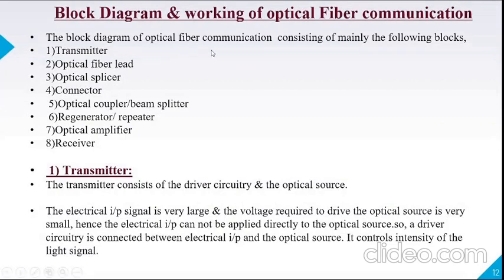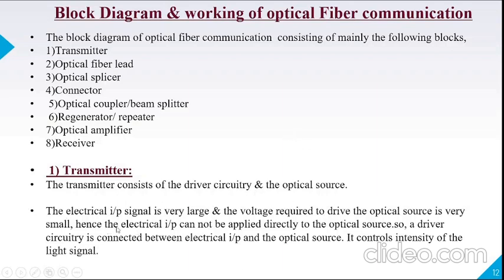Now the block diagram of optical fiber communication consists of following blocks: transmitter, optical fiber lead, optical splicer, connector, optical coupler or beam splitter, regenerator, it is also called as repeater, optical amplifier, and the last is receiver. We will see all these blocks one by one. First of all, we will see transmitter. The transmitter consists of two blocks: driver circuit and optical source.